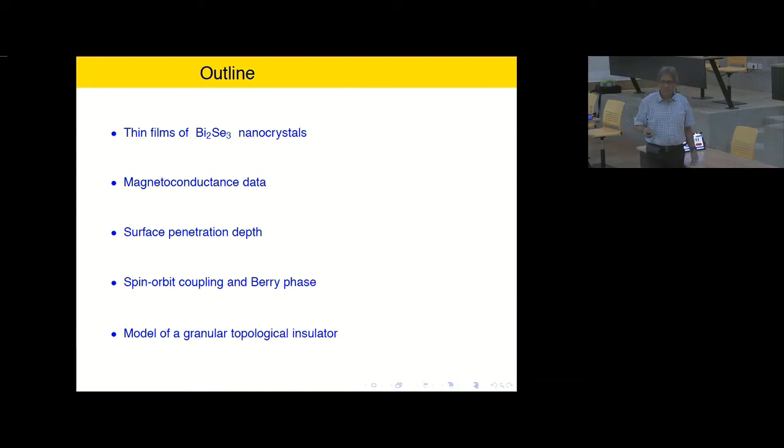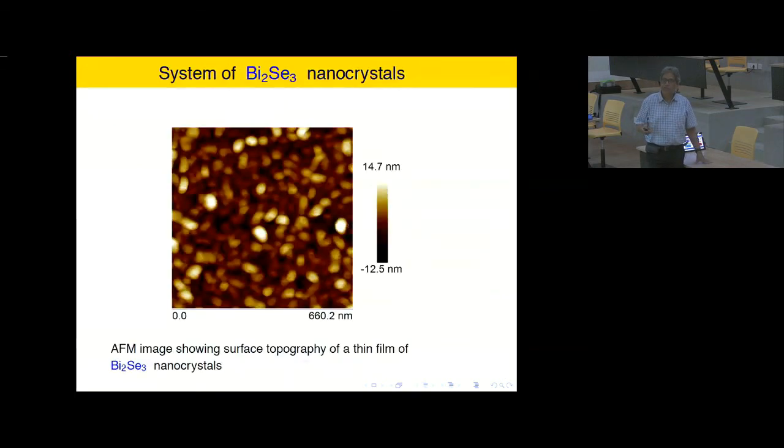And this system, we have called this a granular topological insulator for reasons that will become clear. Okay, so the system is sort of like this. You have to imagine that there is a thin film. The thin film can have a width ranging from 30 nanometers to 150 nanometers, something like that. And this film consists of lots of grains. These grains are stacked as a 3-dimensional array.